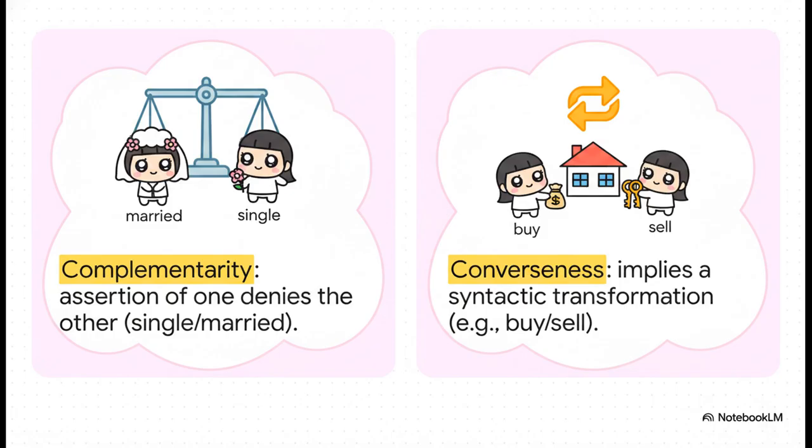Then we have converseness. This relationship requires a syntactic flip, a transformation that permutes the noun phrase. Think of verbs like buy and sell. If John bought the house from Mary, it intrinsically means Mary sold the house to John.